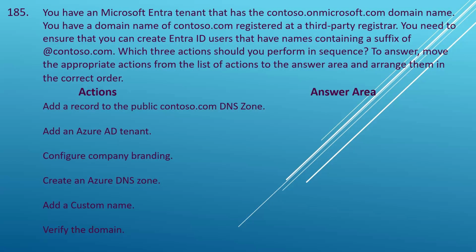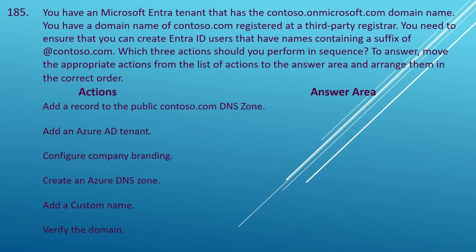This is question number 185 of the series, friends. You have a Microsoft Entra tenant that has the contoso.onmicrosoft.com domain name. You have a domain name of contoso.com registered at a third-party registrar. You need to ensure that you can create Entra ID users that have names containing a suffix of @contoso.com. Which three actions should you perform in sequence?